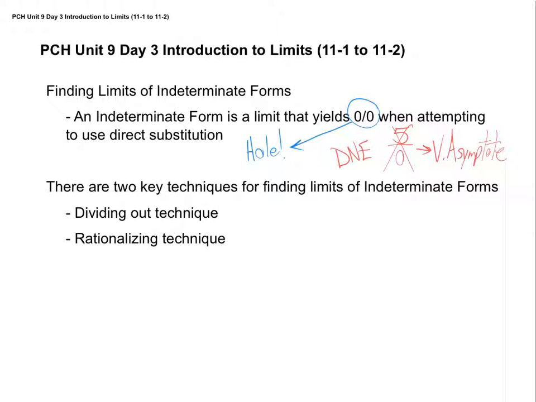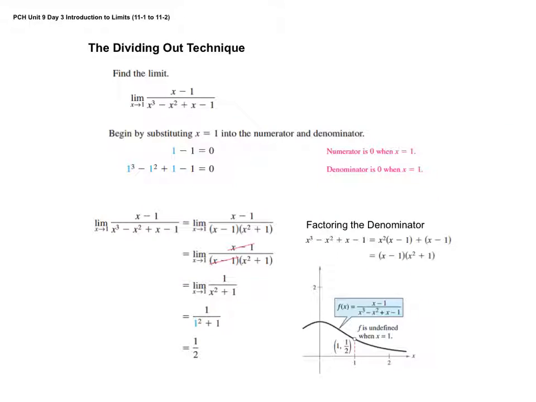Okay? So, the same procedure that we used to find holes back in Unit 3 is one of the methods, and really the basis of the other method too, that we're going to use to find the limit of an indeterminate form. Okay? So we have two techniques. One is the dividing out technique, the other is the rationalizing technique. Both of these, I have one example already worked out that we're just going to look at, and then we're going to have an example or two that we actually try.